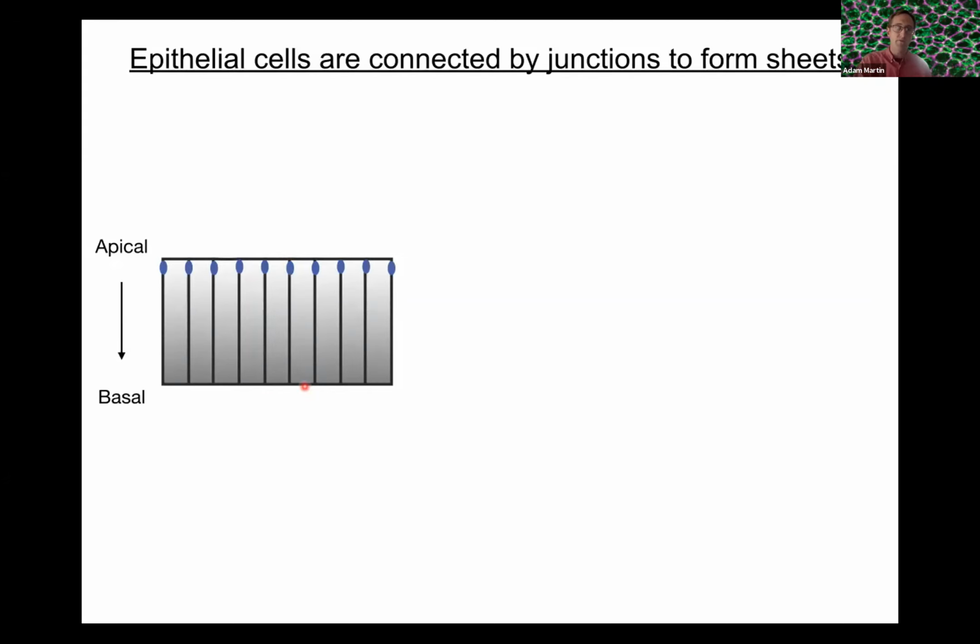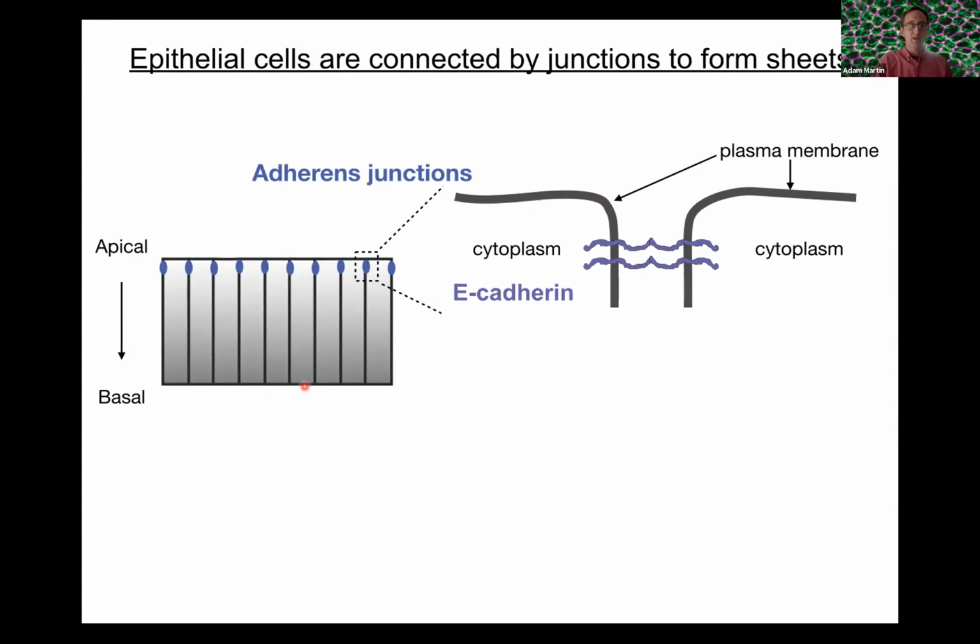One of these protein complexes is known as the adherens junctions. The adherens junctions is a complex that physically links cells together, as you can see molecularly here. It's like a Velcro between cells, and this typically localizes towards the apical side of an epithelial cell.